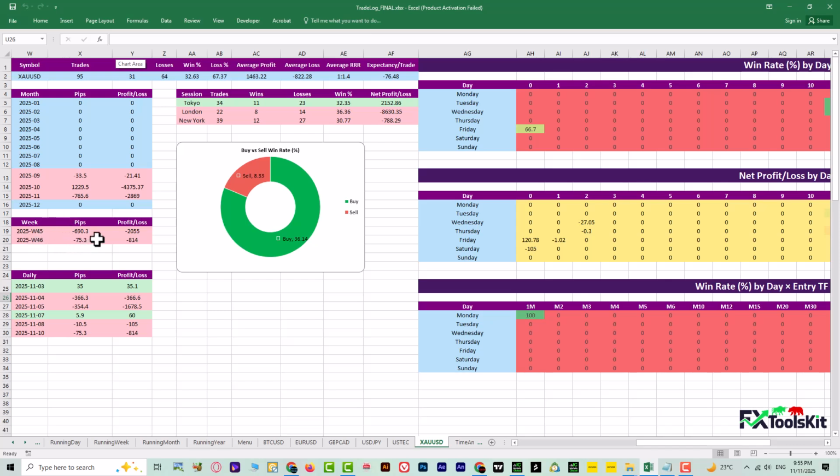Below that, it will show the running month's weekly pips and profit loss based on gold trades. Here it shows daily pips and profit loss on gold trades. In the session table, it shows in which session how many trades you took on gold, wins and losses with percentages, and profit loss. Buy versus sell win rate pie chart. It will show how many trades you won from your buy trades and how many trades you won from your sell trades. It will show the percentages of buy-sell win rate.